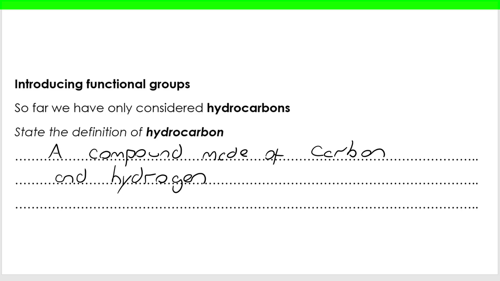That does not get the mark. We're missing a word: only. That is absolutely vital in this definition. It contains carbon, it contains hydrogen, it does not contain anything else. It's a compound made of carbon and hydrogen only. I've highlighted it, it's so important.